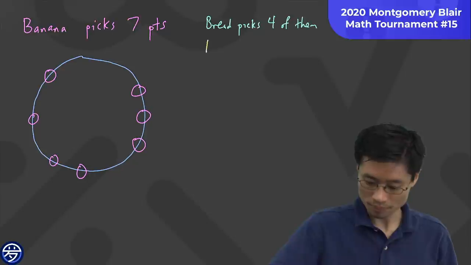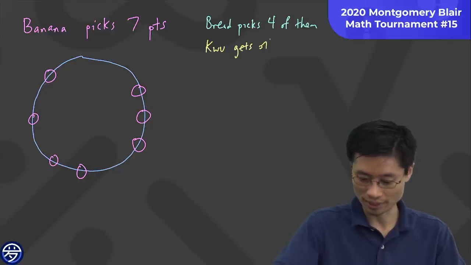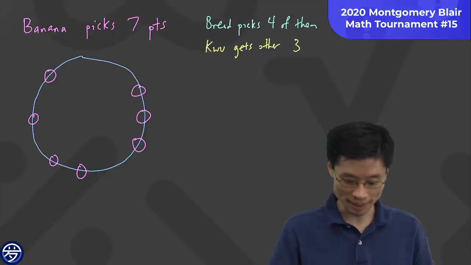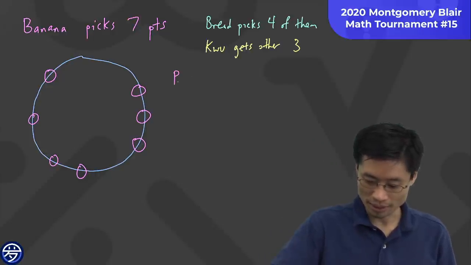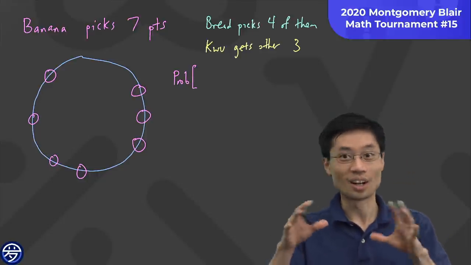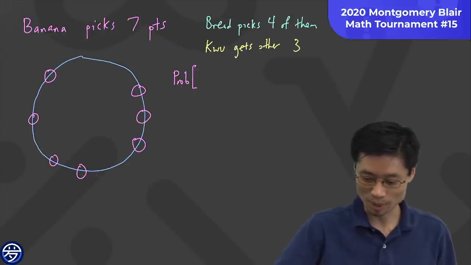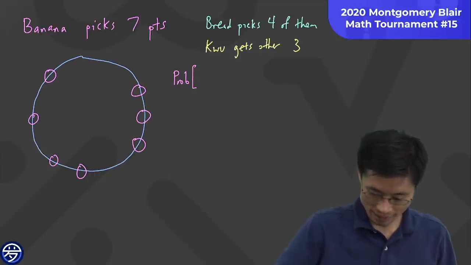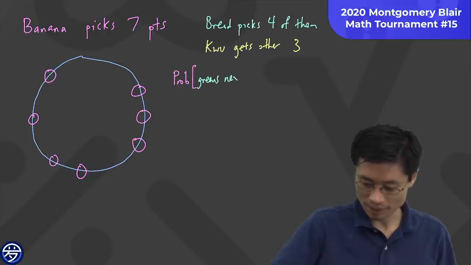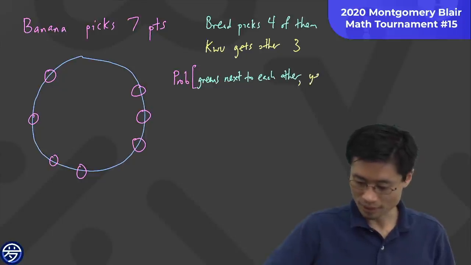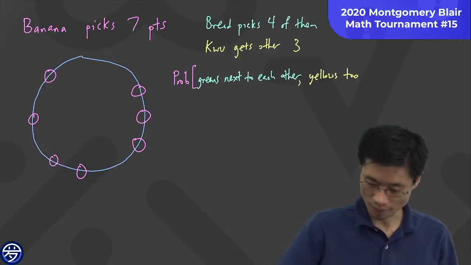And Ku doesn't really get to pick. Ku gets the other 3. Okay? And what I'm interested in is, number one, how many ways can this be done? I need to figure out a probability. The probability that, how do they get to be non-intersecting? It's that all of the green points are next to each other and all of the yellow points are next to each other, right? I just care about the probability that it's somehow all greens next to each other, and yellows too. That's going to be the answer.